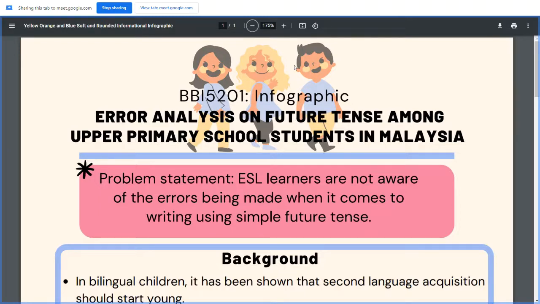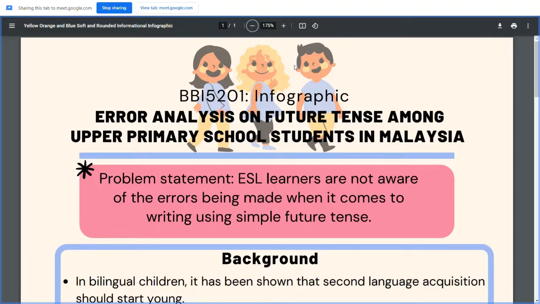Today, my group, consisting of myself, Suzanne, Hanis Raihana, Nur Raiha, and Nur Shahira, will be presenting our infographic presentation where our research is on error analysis on future tense among upper primary school students in Malaysia.